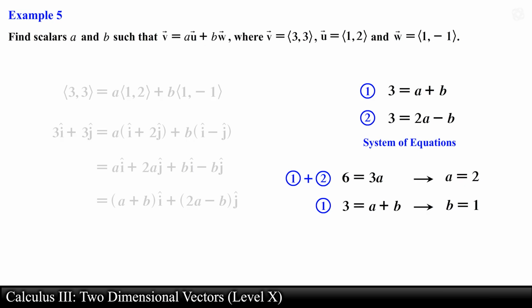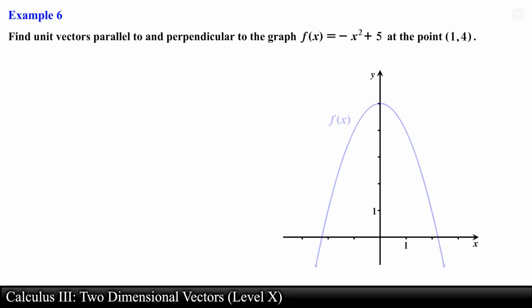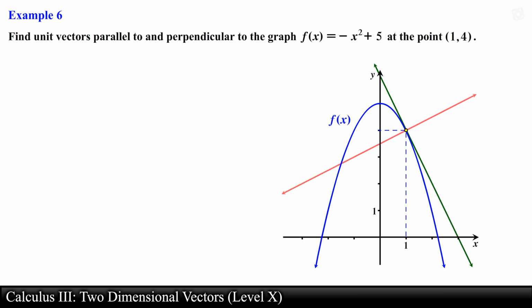Alright, let's end the video by going over the final example. Find unit vectors parallel to and perpendicular to the graph f of x equals negative x squared plus 5 at the point 1, 4. Alright, let's sketch the graph of f of x and the point to get a visual of this problem. We need to find vectors that are both parallel and perpendicular to this function at this particular point.